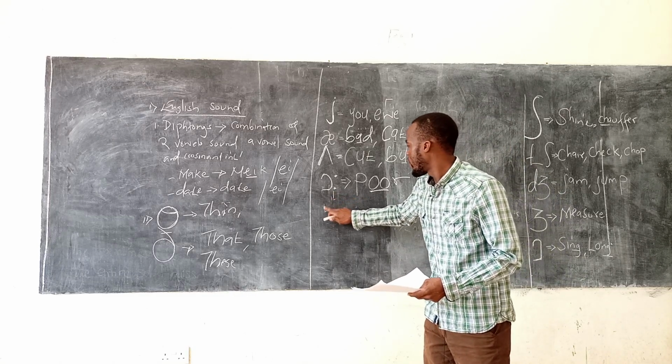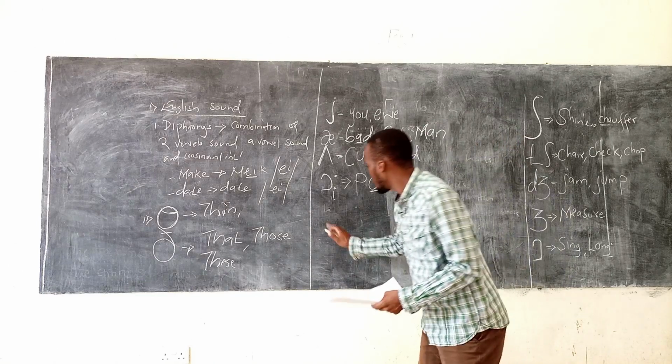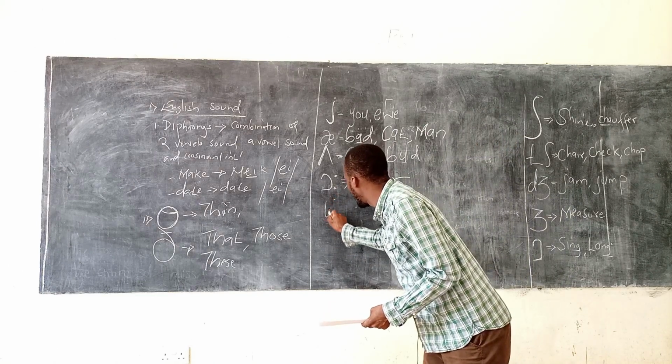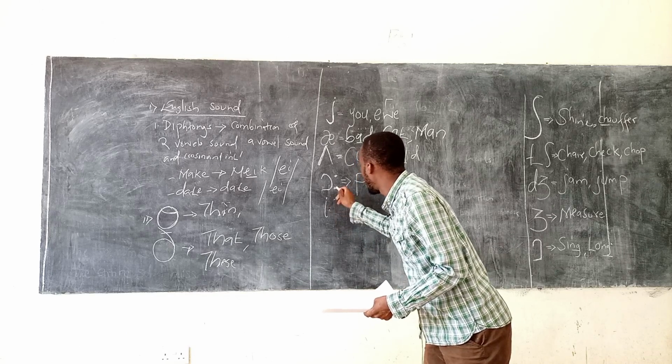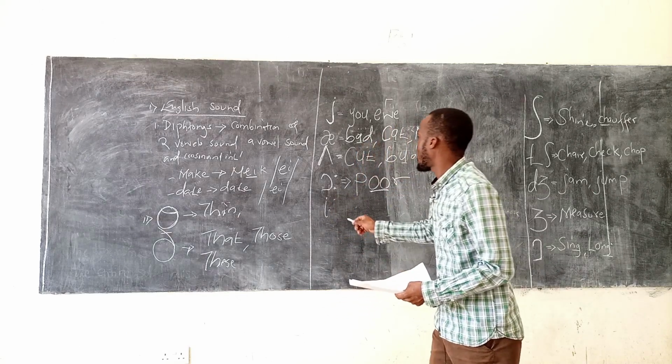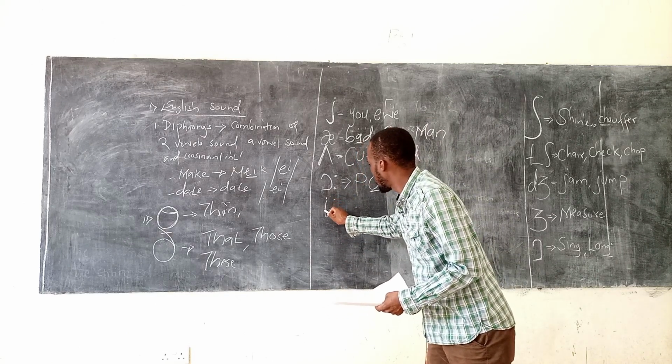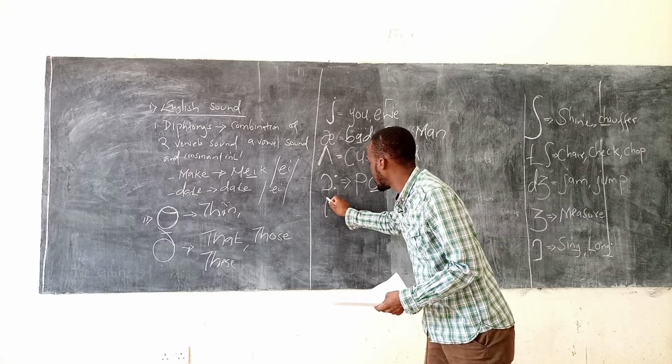Then we also have another vowel sound that looks like this. It is an I, like that. Then I want to be very specific. When we are talking about sound, I want us to be very specific. This is an I.